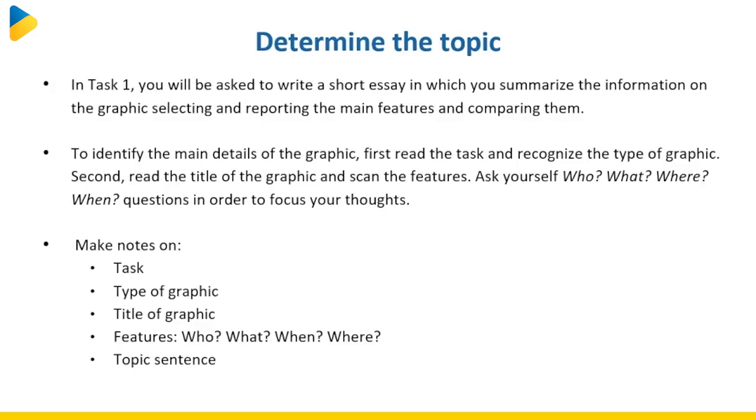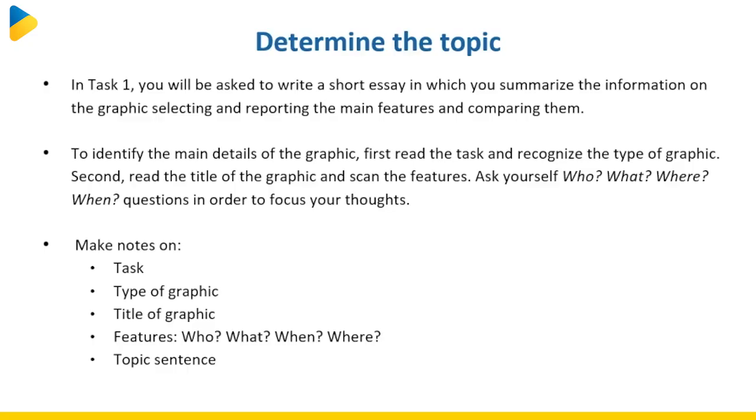In Task 1, you'll be asked to write a short essay, which consists of 150 words, if you remember. And here you need to summarize the information on the graphic by selecting and reporting the main features and comparing them. In order to identify the main details of the graphic, first you need to read the task and then recognize the type of graphic you have.